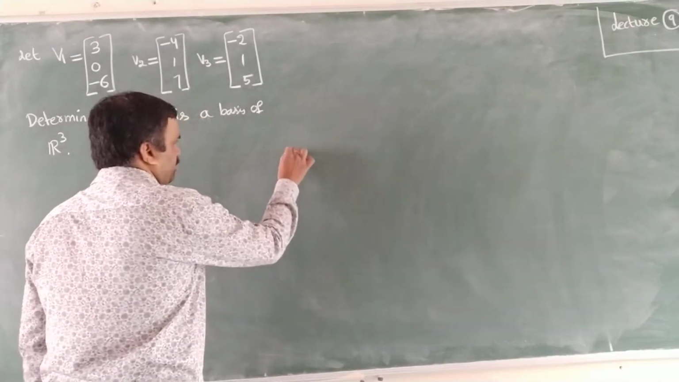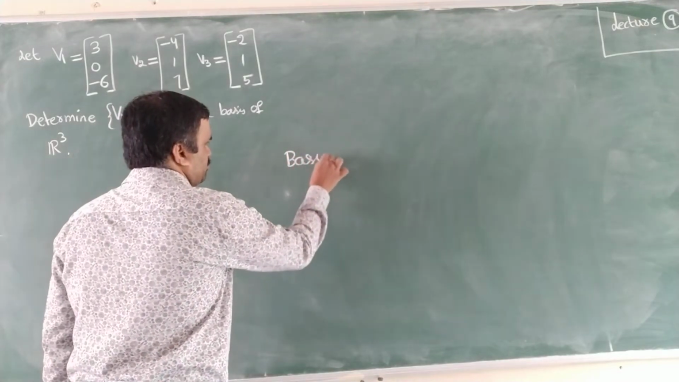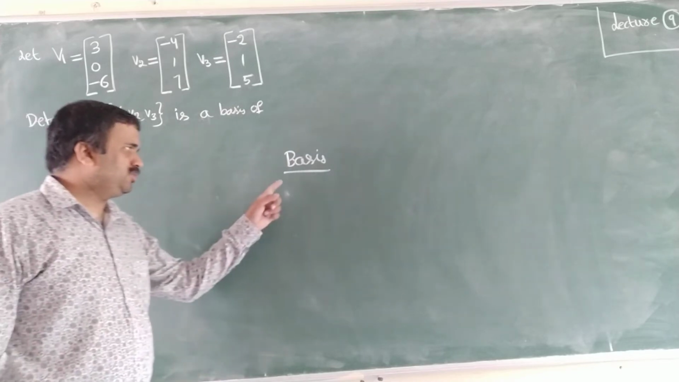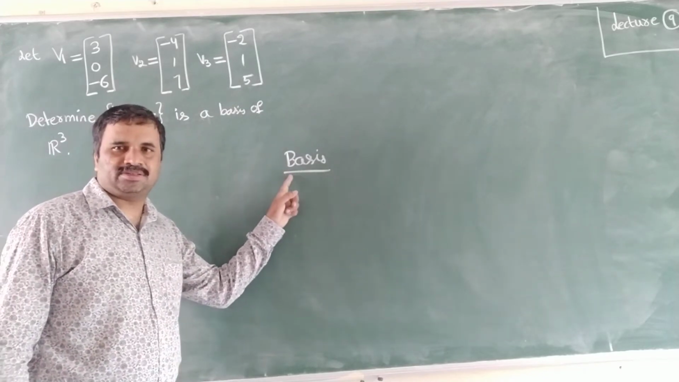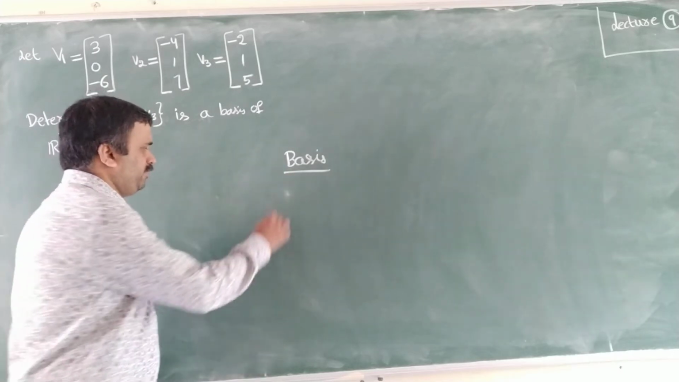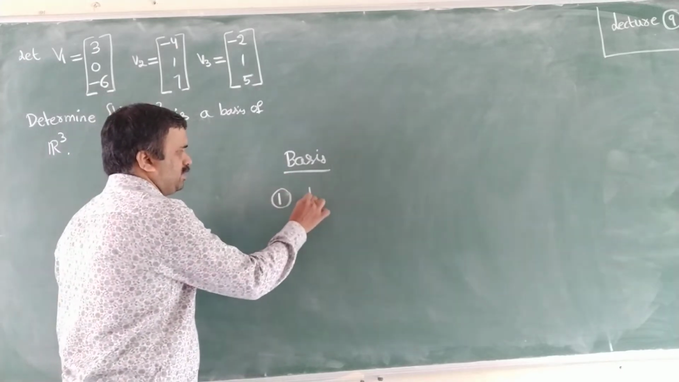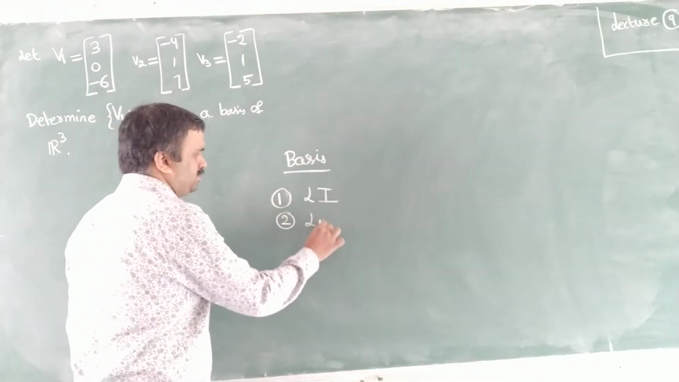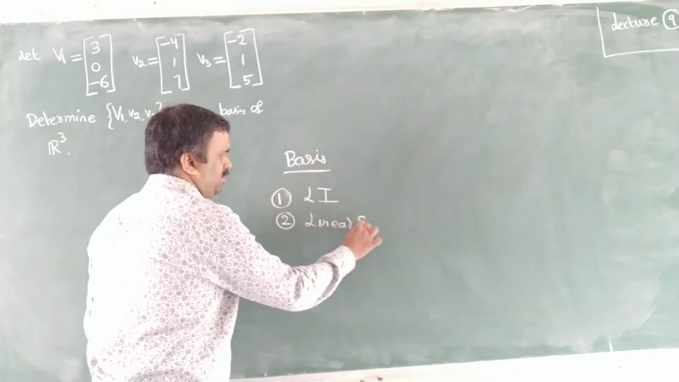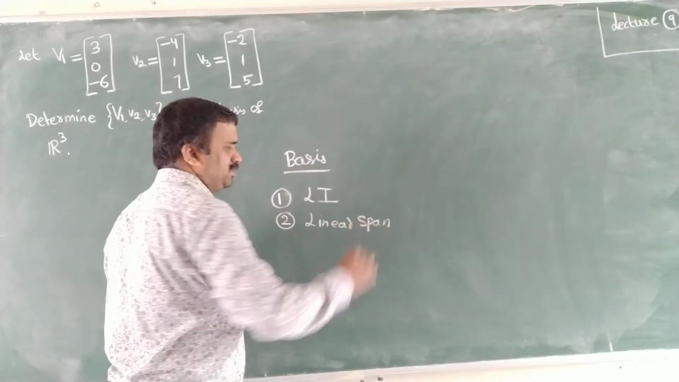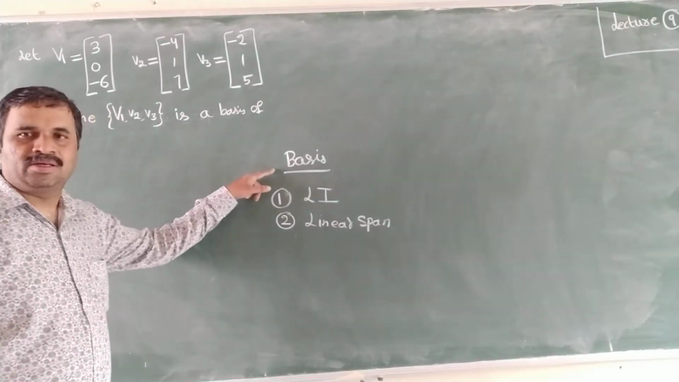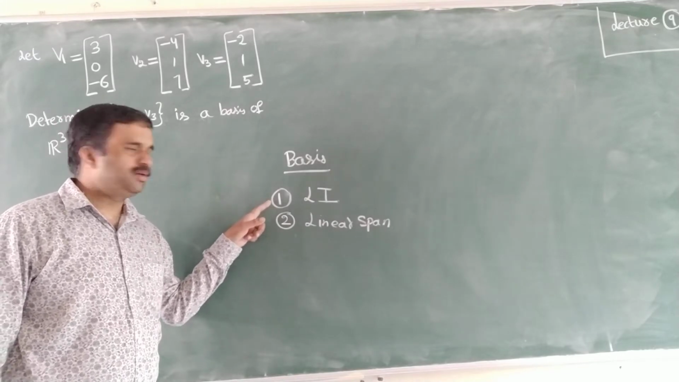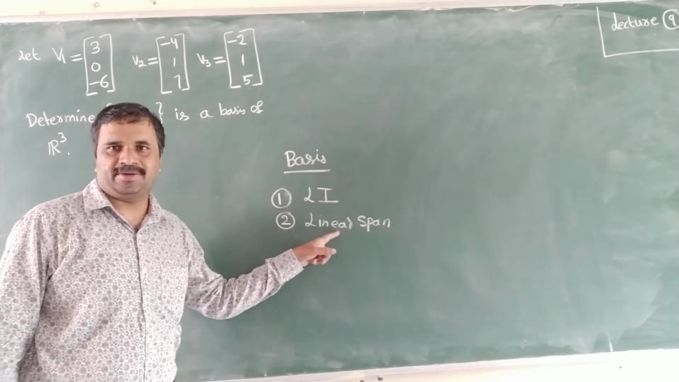Our topic is basis. A set of vectors is said to form a basis of V if the given vectors are linearly independent and they span V. To prove a basis, we have to prove only two conditions: one is linear independence, and number two is linear span.